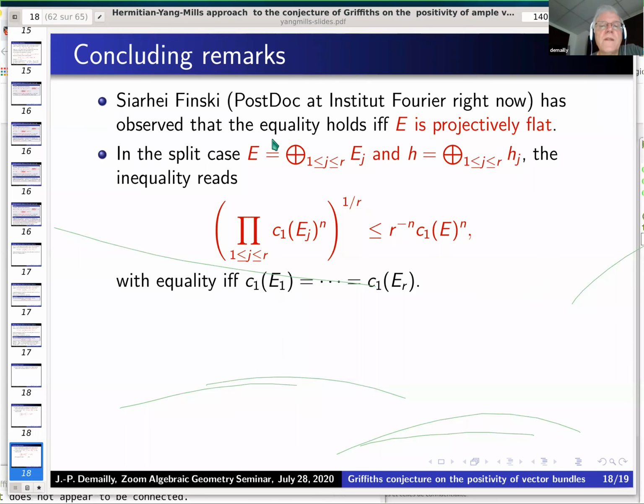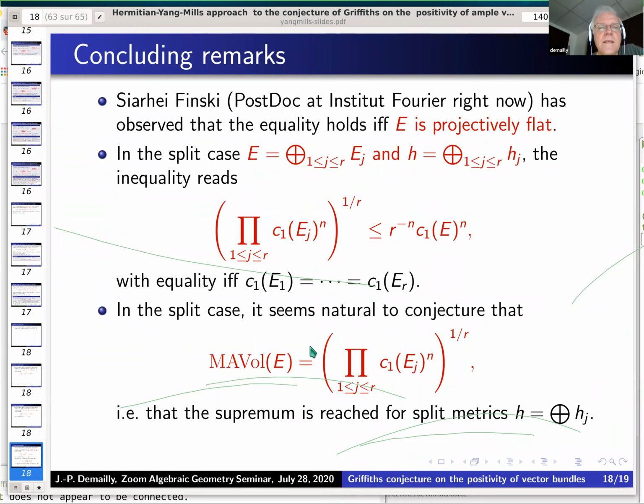And now it would be interesting to compute the Monge-Ampère volume in case you are not projectively flat. So if the first Chern classes of the summands are different, then you are not projectively flat. And then you know that this is a strict inequality. And my guess is that in that case, this product is exactly equal to the Monge-Ampère volume. It is equal to the Monge-Ampère volume in case you have a split Hermitian metric, because this is easy to compute. But it's unclear whether you might not possibly reach higher intersection numbers by using non-split metrics. So I don't exactly know.